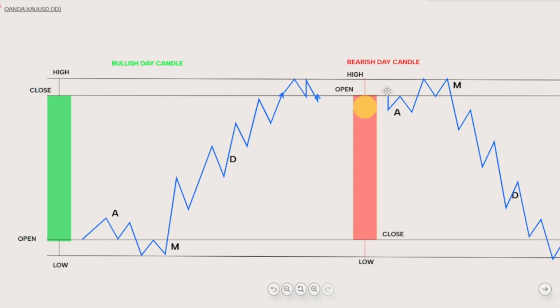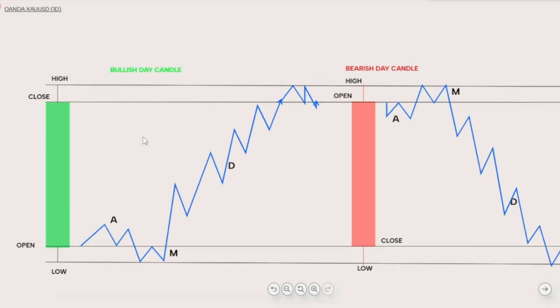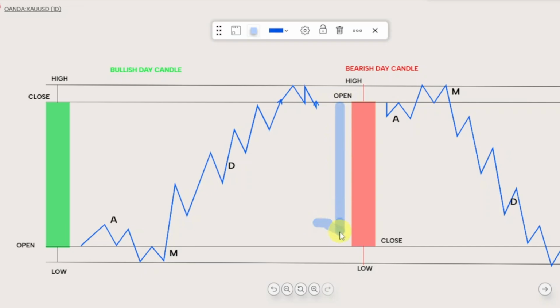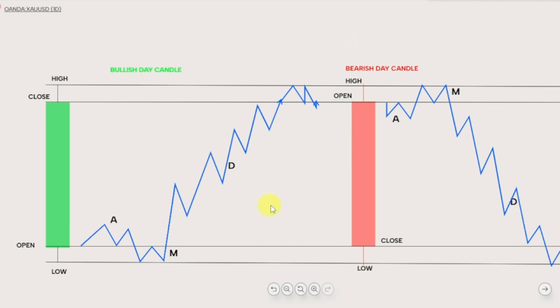And for a bearish candle, price opens at the high here and pushes to the downside and closes. For a bearish candle, price opens at the top here, pushes to the downside and closes down below here. That is how a bearish candle opens and closes. All right, put this in your head. We're going to be applying this principle.